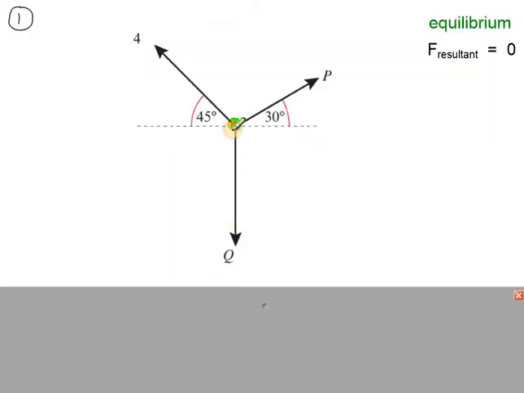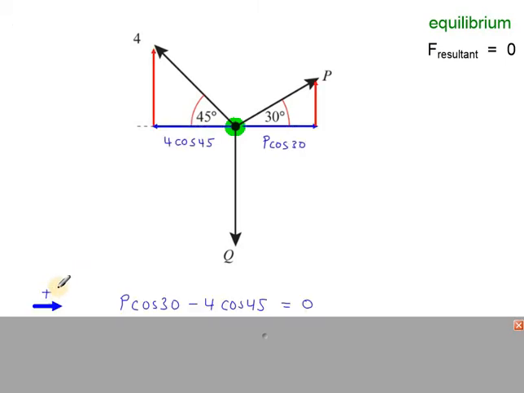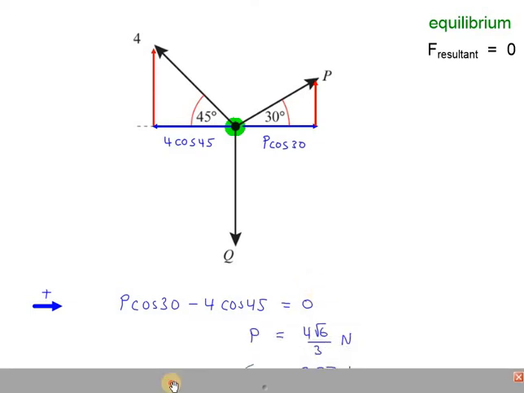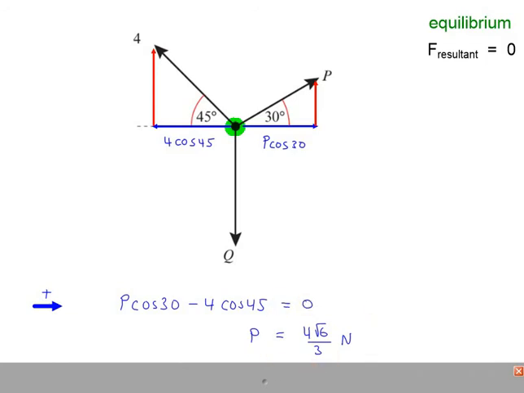Example 1, there's a particle here in the center and there are three forces acting on it, and we're looking at a top-down view, a bird's eye view. The particle remains at rest, so the resultant force in any direction will be zero. We resolve forces horizontally and vertically. Positive direction, so P cos 30 minus 4 cos 45, resultant force equals 0. And then we can rearrange to get this for P.